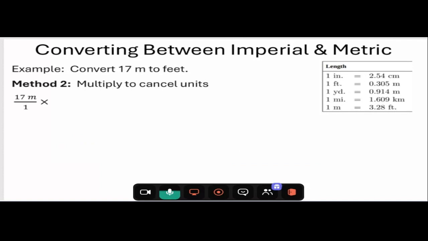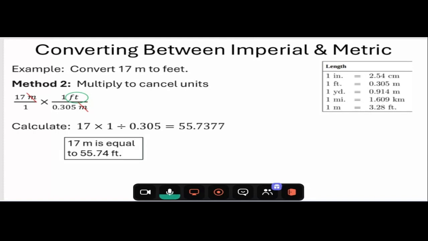I think I do the same question with the multiplying units option. Yeah, so I start with 17 meters on the top of a fraction. I write my ratio in a way that will cancel the 1 foot is 0.305 meters. I write it in a way that will make the meters cancel because they're on the top and the bottom, which will leave behind just the feet. Now I multiply, so 17 divided by 1, I don't need to worry about, times 1 divided by 0.305. Again, the times 1 you don't need to actually type into your calculator. And I get the same answer, 55.74.